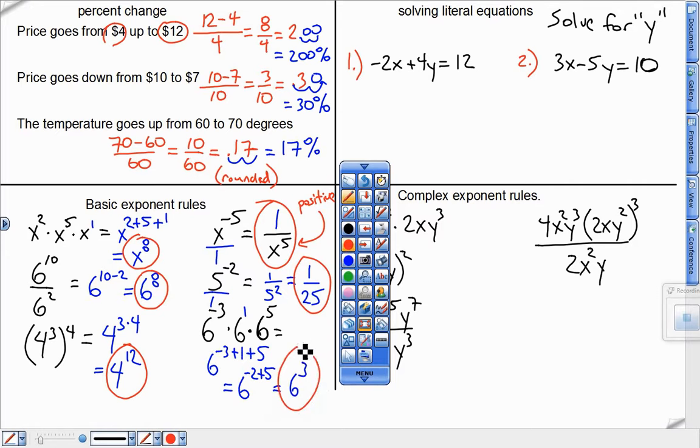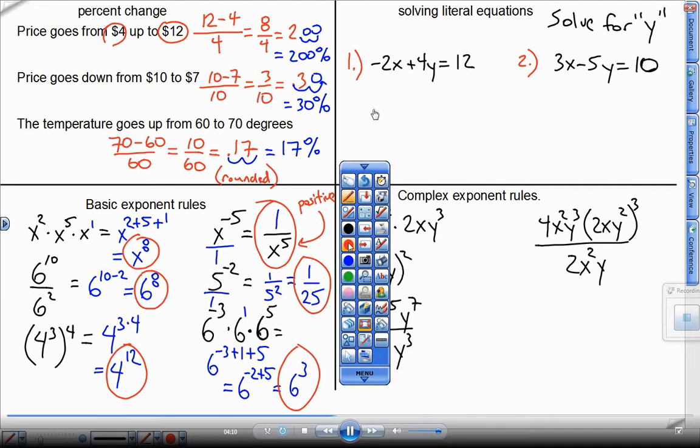All right, solving literal equations. Solving this for y means to get this y by itself, I need to get rid of all this stuff right here. I need it to go away and have y by itself. So the first step is always adding or subtracting the x term. If this is negative, do the opposite.